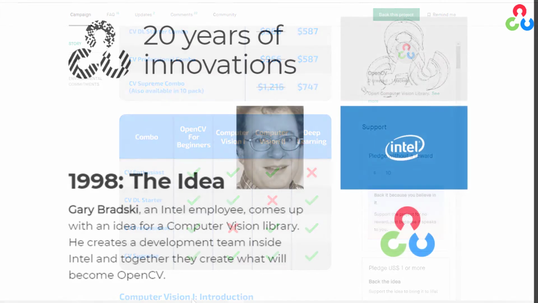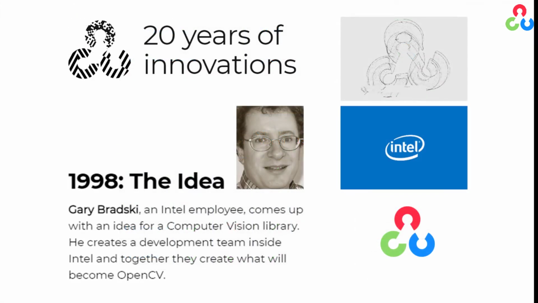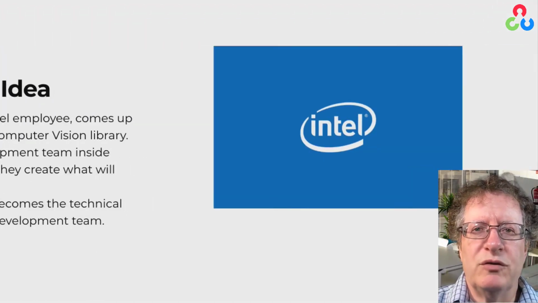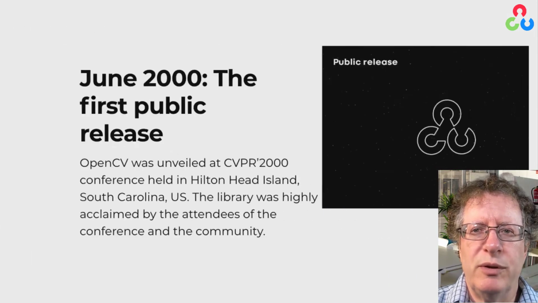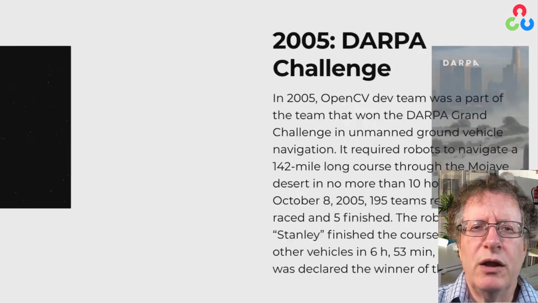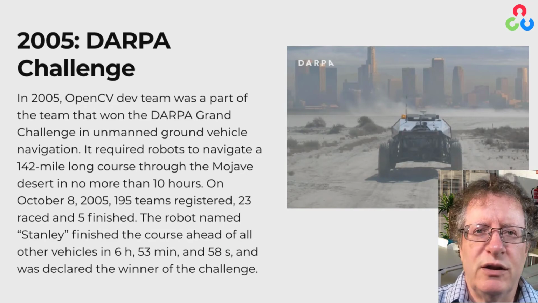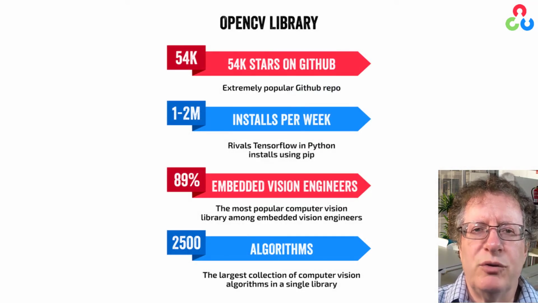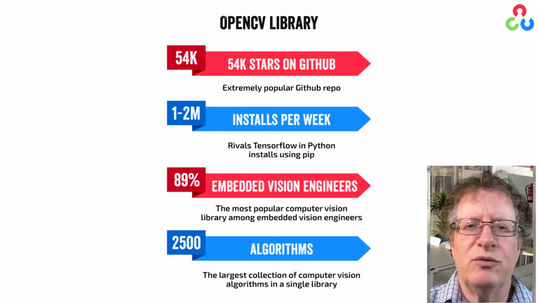And with that, let's get a word from the founder of OpenCV, Dr. Gary Bradski, about the origins of OpenCV. We started OpenCV 20 years back with a mission to make computer vision accessible to people who are not experts in the field. The library is also used in Stanley, the car that won the 2005 DARPA Grand Challenge for autonomous driving. Today, it is the largest computer vision library in the world with a collection of over 2,500 algorithms, and it is downloaded over 1 million times a week.